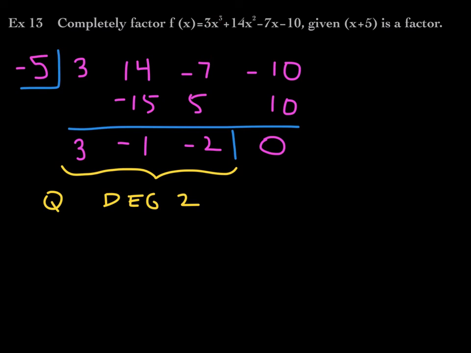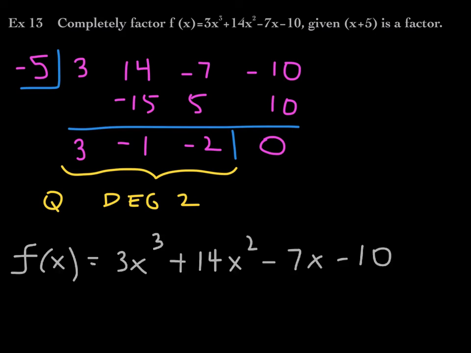So this is what I know for sure. f of x, which is equal to this, 3x cubed plus 14x squared minus 7x minus 10, factors as x plus 5, right? That was given to me. This factor was given to me. And now I know the next factor is right here, right? This is a degree 2 polynomial. So 3x squared minus 1x minus 2.